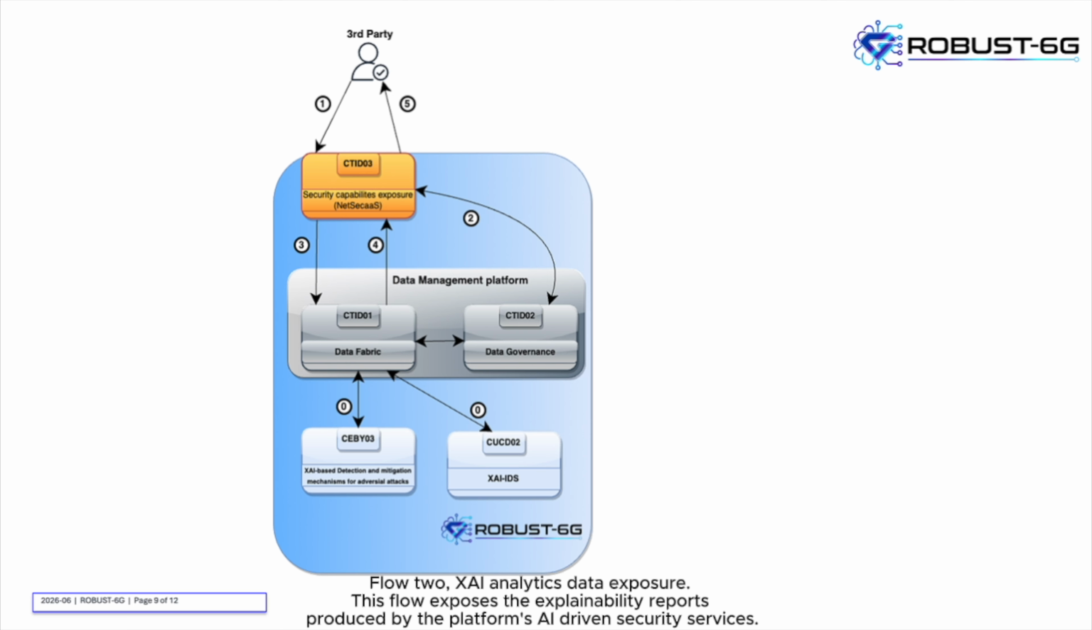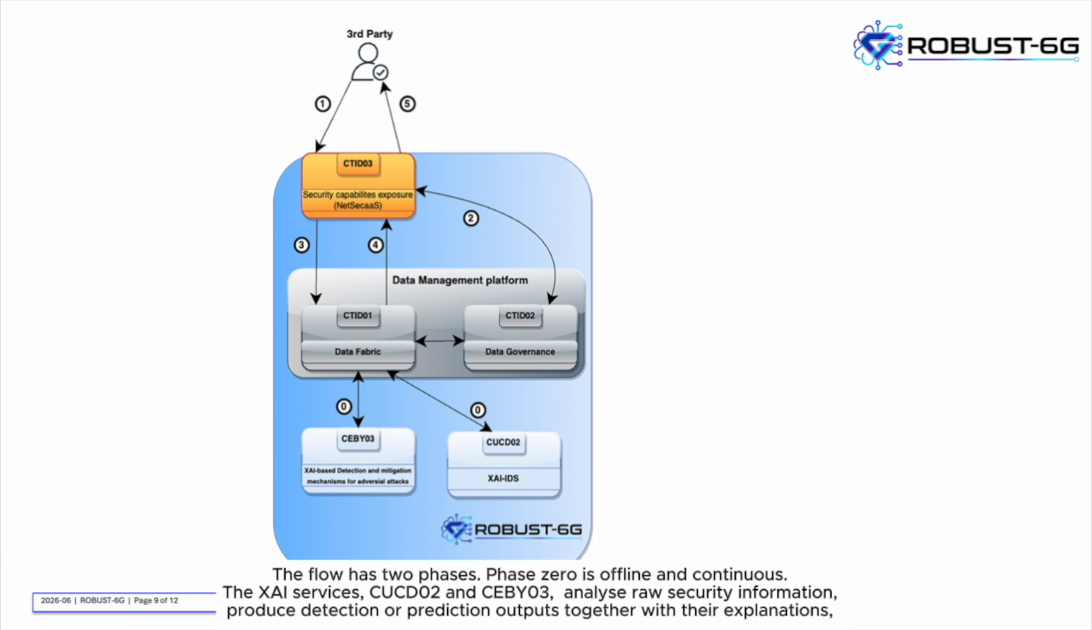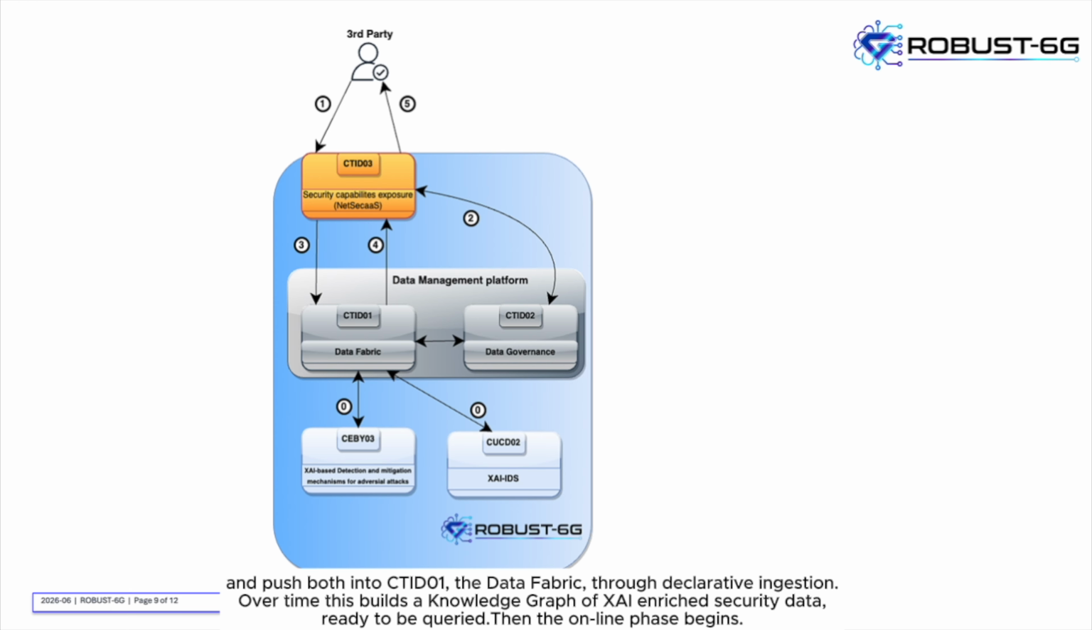Flow 2. XAI Analytics Data Exposure. This flow exposes the explainability reports produced by the platform's AI-driven security services. The flow has two phases. Phase 0 is offline and continuous. The XAI services, CUCDO2 and CEPIYO3, analyze raw security information, produce detection or prediction outputs together with their explanations, and push both into CTIDO1, the data fabric, through declarative ingestion. Over time, this builds a knowledge graph of semantically enriched security data, ready to be queried.